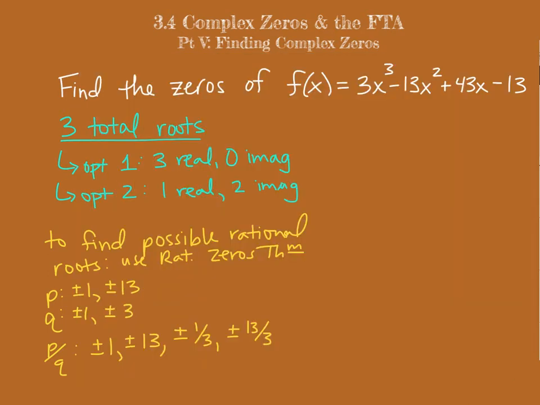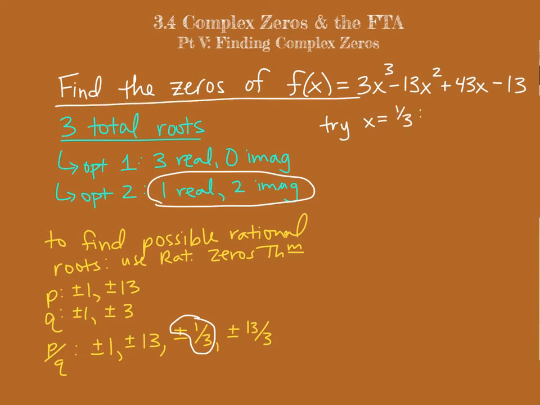Okay, so we have determined that positive 1/3 is most likely the one real root, and the other two are imaginary. Let's test that. So let's try our first real root of x equals 1/3. We're going to be using synthetic division with 1/3. So we'll put 1/3, then we'll have our 3, -13, 43, and -13.